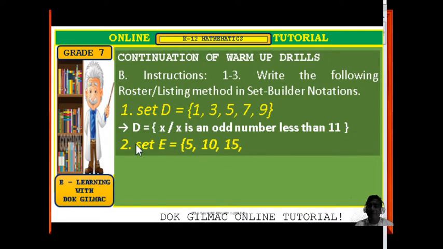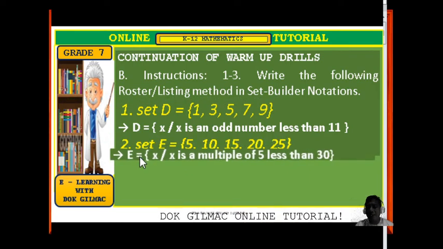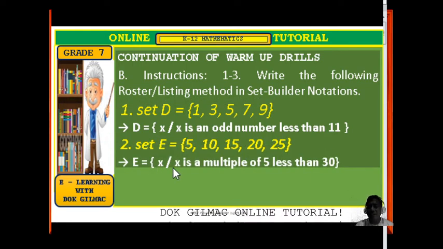Then we have number 2, set E is equal to 5, 10, 15, 20, and 25. So if we are to take a closer look at the given elements, take note, these are all multiples of 5. Multiples of 5 less than 30. So therefore, set E is just equal to the set of X such that X is a multiple of 5 less than 30.